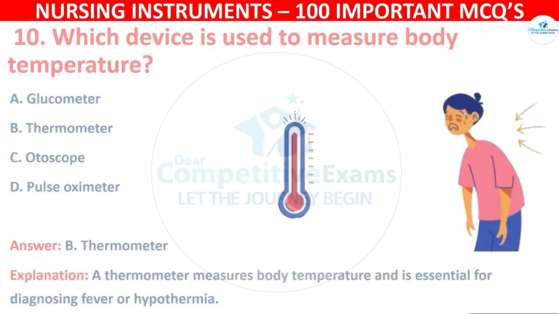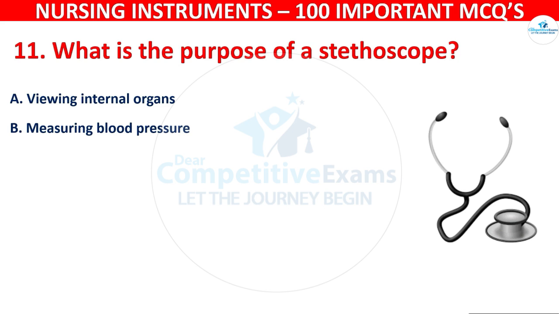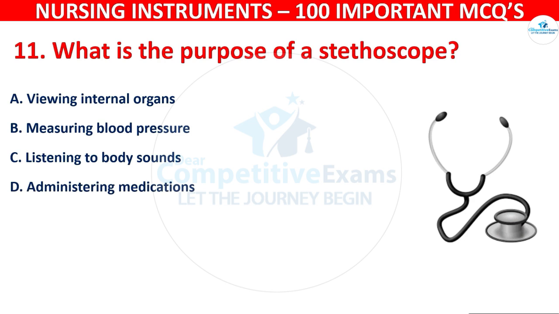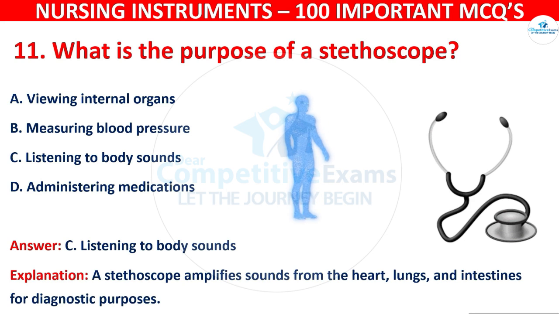Question number 11. What is the purpose of a stethoscope? Your options are viewing the internal organs, measuring blood pressure, listening to body sounds, or administering medications. The correct answer is C, that is listening to body sounds. A stethoscope amplifies sounds from the heart, lungs, and intestines for diagnostic purposes.